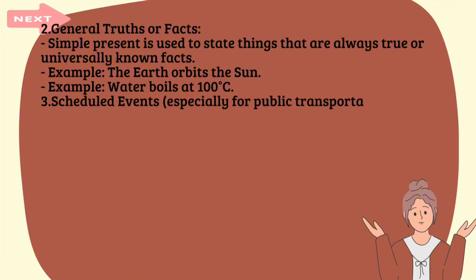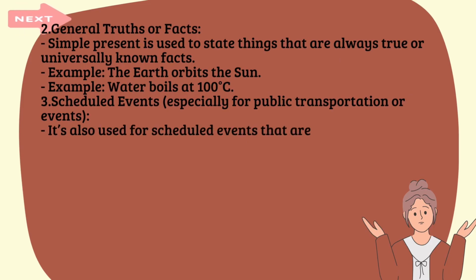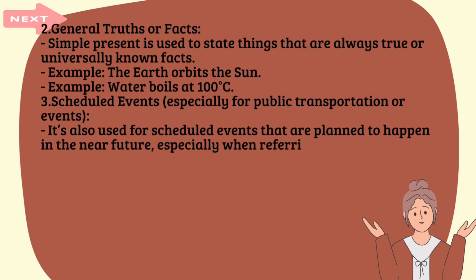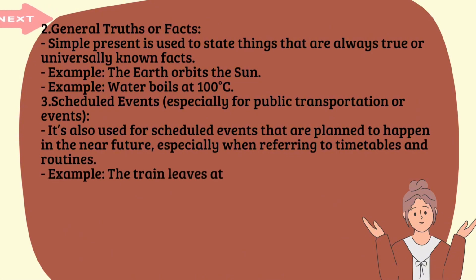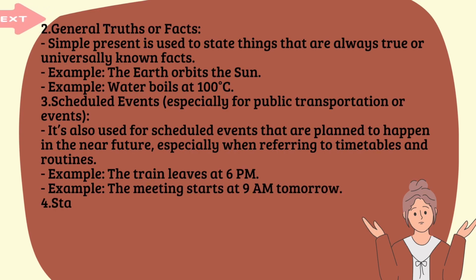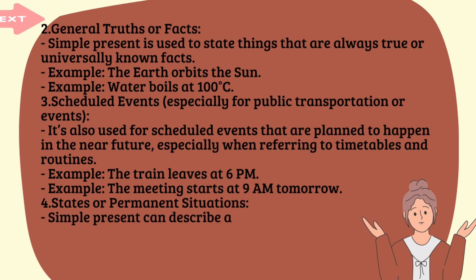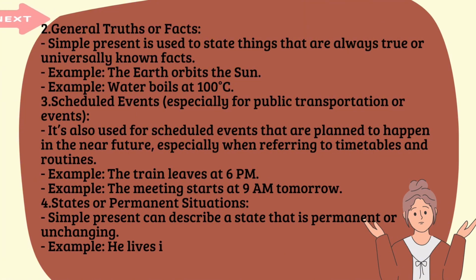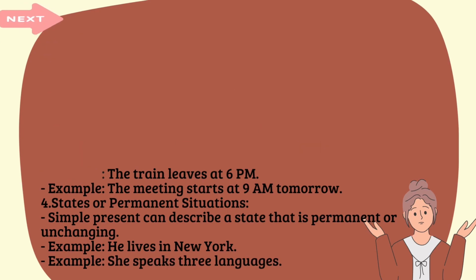And the third, scheduled events, especially for public transportation or events. It's also used for scheduled events that are planned to happen in the near future, especially when referring to timetables and routines. For example, the train leaves at 6 p.m. and the meeting starts at 9 a.m. tomorrow. And the fourth, a state or a permanent situation. Simple present can describe a state that is permanent or unchanging. For example, he lives in New York and she speaks 3 languages.